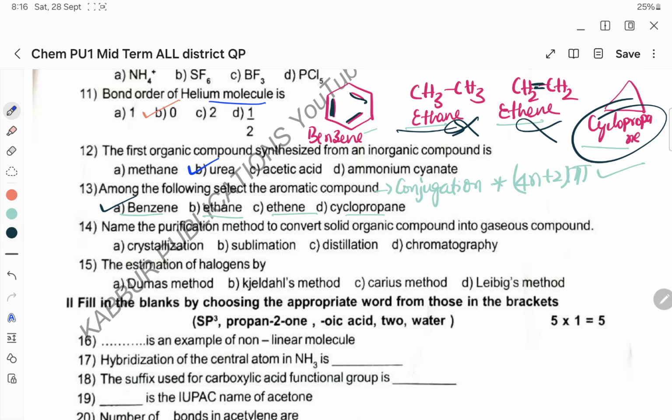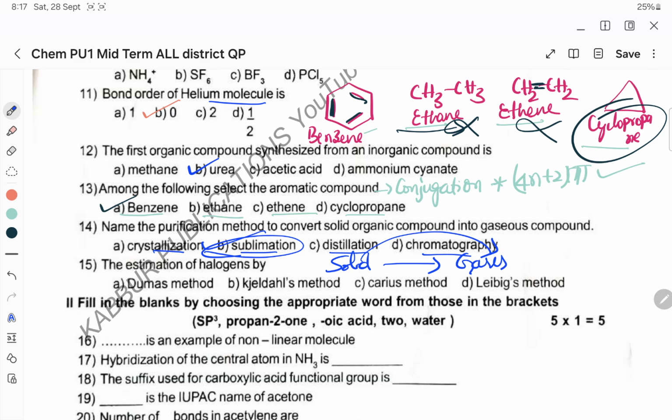So, which process? Four options: crystallization, sublimation, distillation and chromatography. See, the conversion of the solid material directly into the gaseous material means we are going to do the method that is called sublimation. Option B is the correct option.